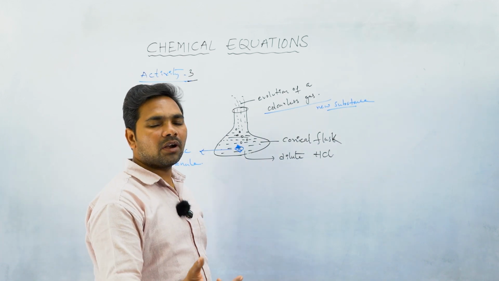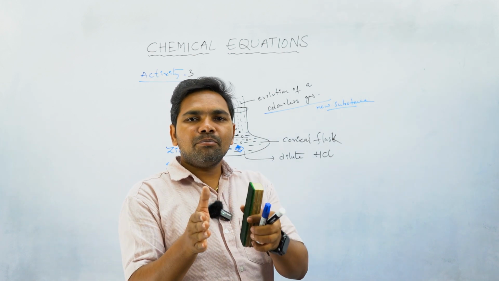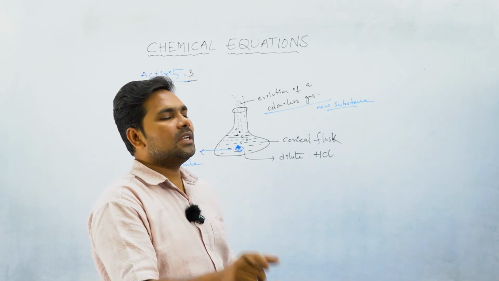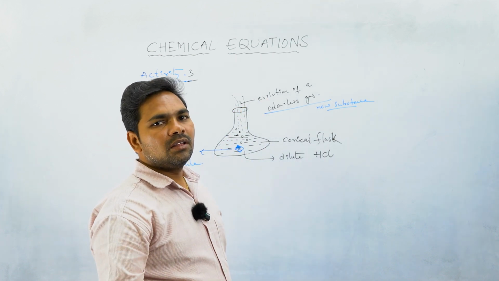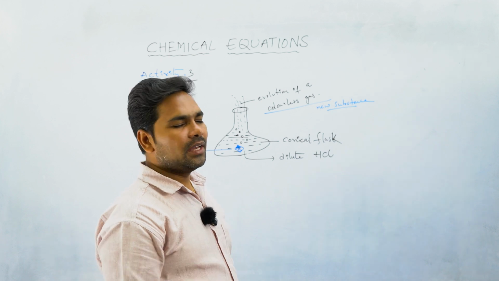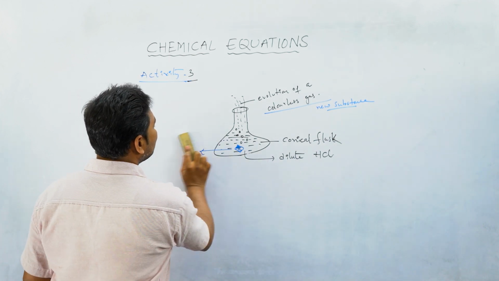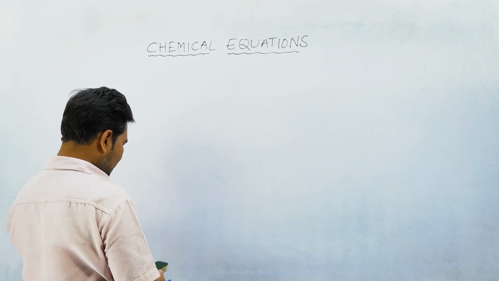Next, in activity 2, what happened? When two colorless solutions are added, we get a precipitate, a new substance is formed. And in the third activity, gases are released. These all are the indications of a chemical change. Let us write these three indications.